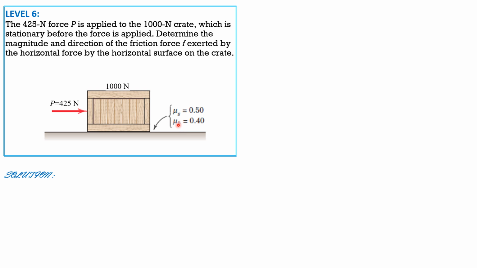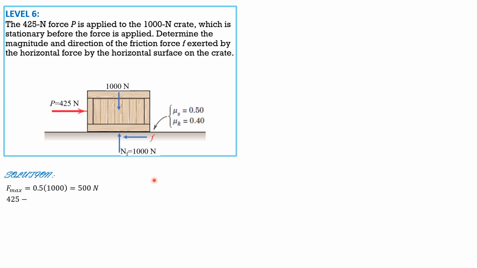So for the solution, the free body diagram, we have the weight 1000 newtons, summation forces y, so the normal force on the floor will also be 1000 newtons, and the friction force should be opposite to 425 newtons. So F max is 0.5 of normal, so 500 newtons, and since F max is 500 newtons, the applied force is 425 newtons. That means that the crate remains at rest, and therefore the friction force for this box to remain at rest will also be 425 newtons.